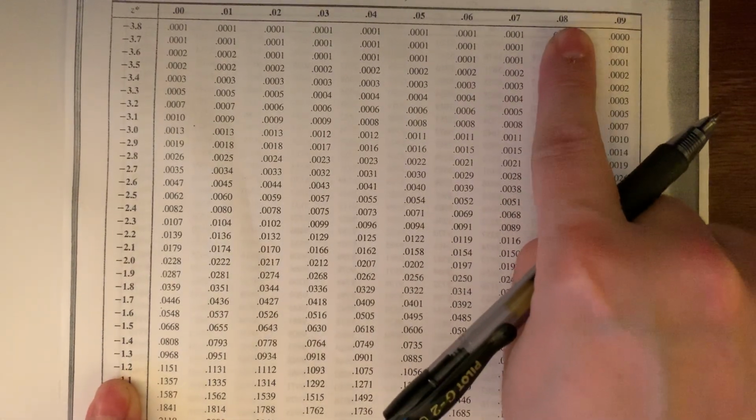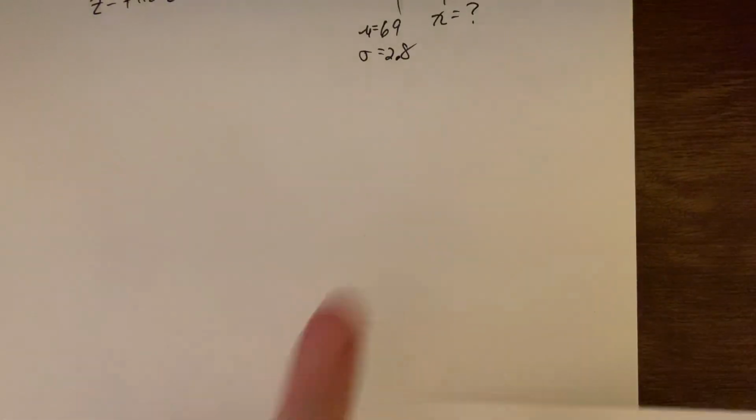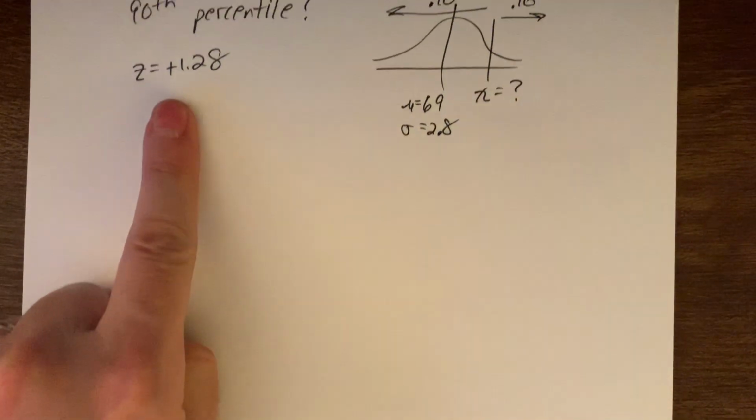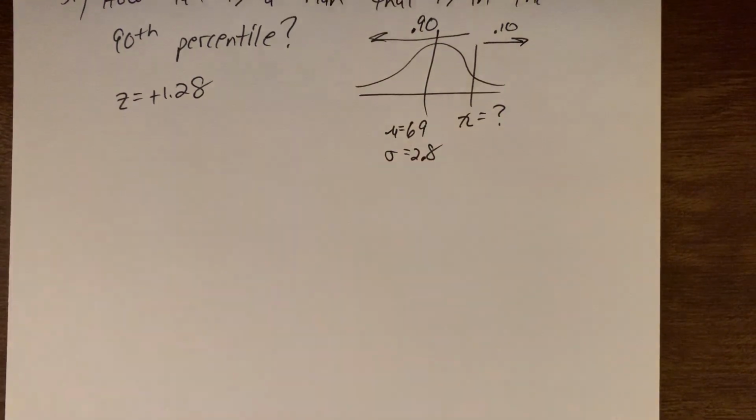Now, technically, you get negative 1.28, and that would be the z on the left-hand side, but we're on the right-hand side, so it still leads us to z is positive 1.28. That's a little weird the first time you do it, so get some practice with that. But now I've got the z-score.